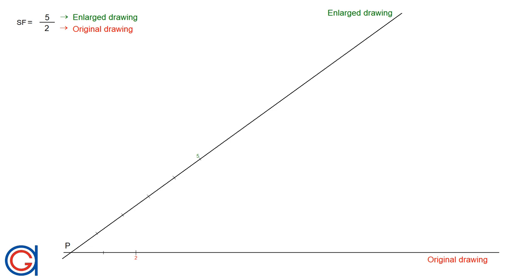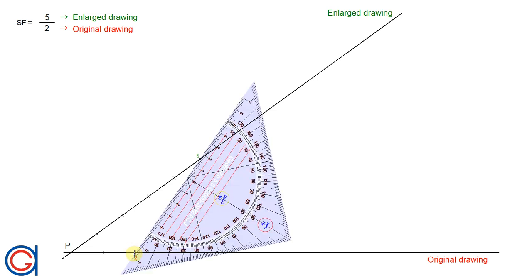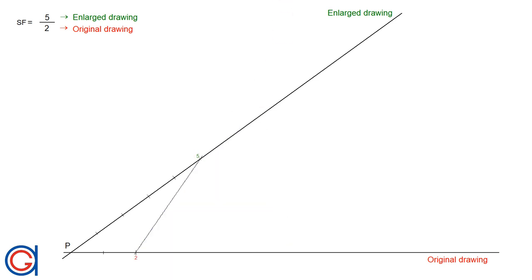So when we have marked the diagonal line 5 times, then we join point 2 on the horizontal line with point 5 on the diagonal line, as shown here. And this line determines the scale factor. So every parallel line to this line will connect the size of the real object with the enlarged size of what we want to draw.